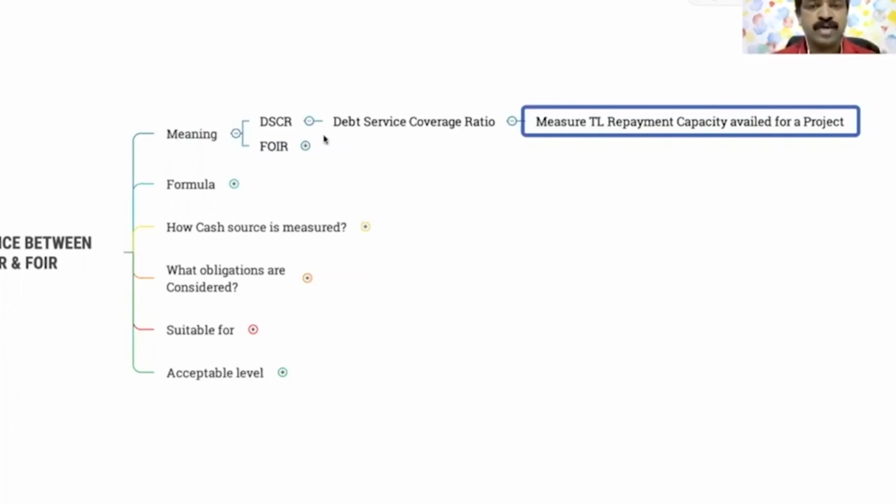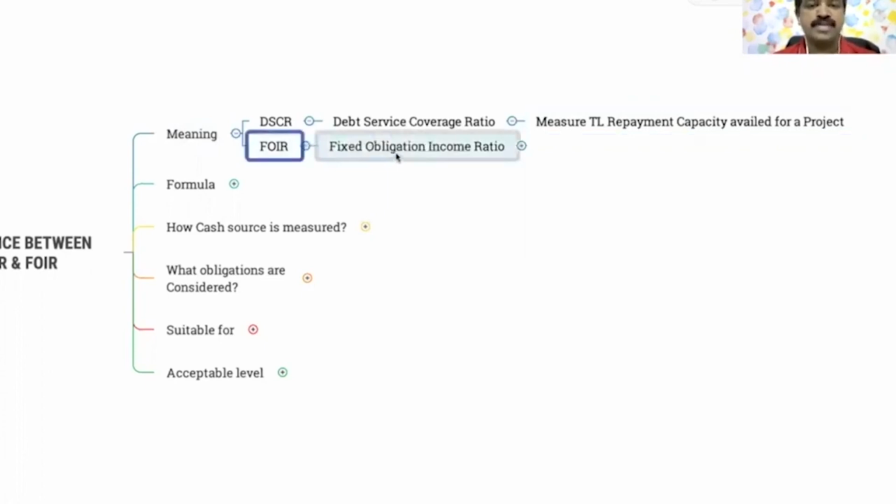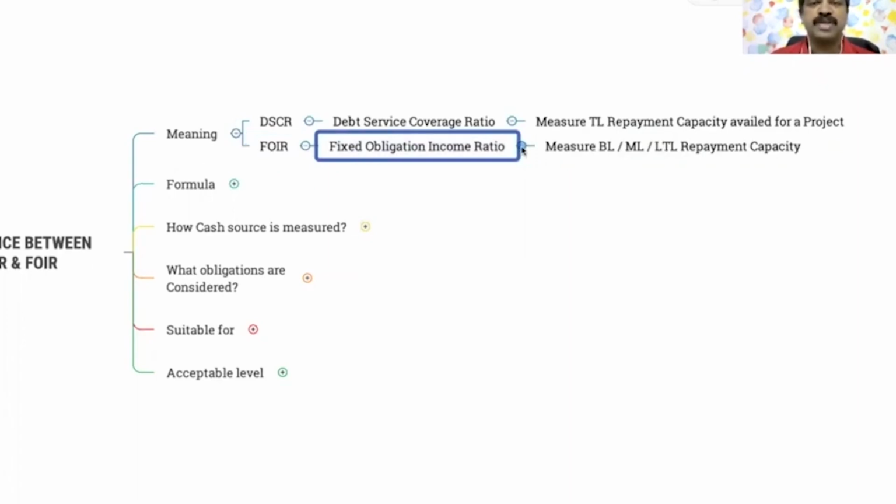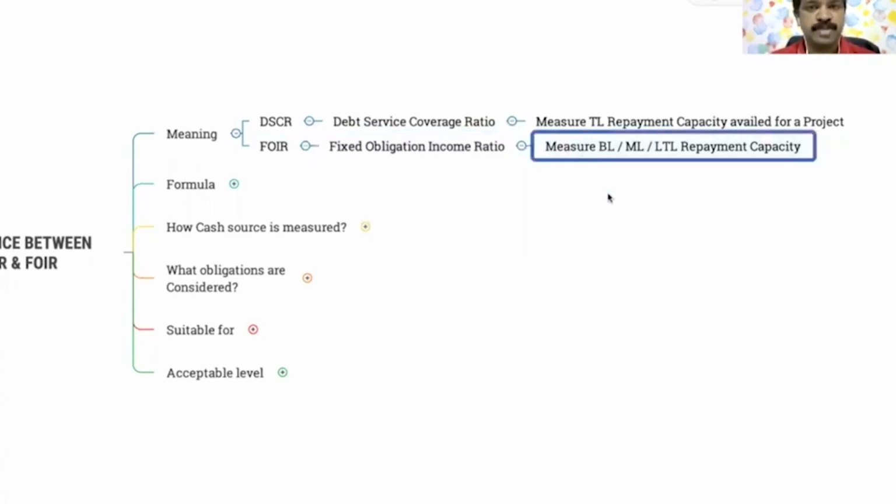Then what is FOIR? FOIR stands for Fixed Obligation Income Ratio. And here also bank is going to measure the repayment capacity, but here it is measuring the repayment capacity of the borrower with reference to it can be a business loan, a mortgage loan, or a long-term loan. But both the ratios, they basically measure repayment capacity.